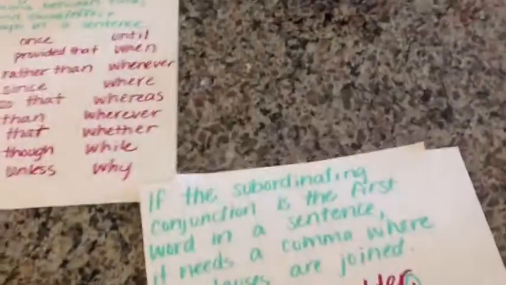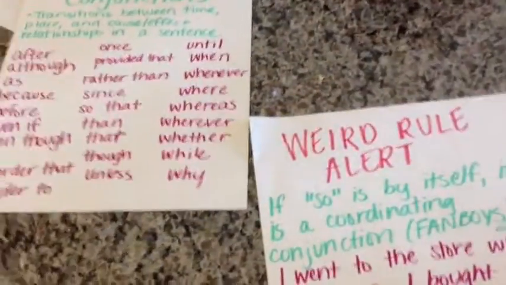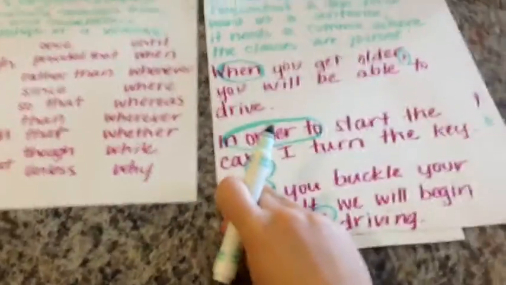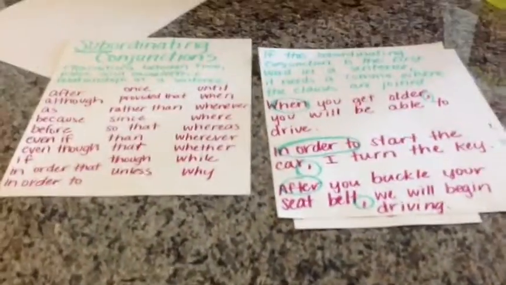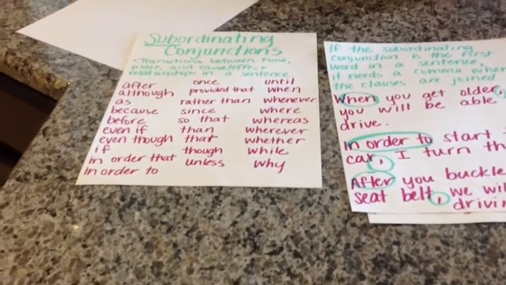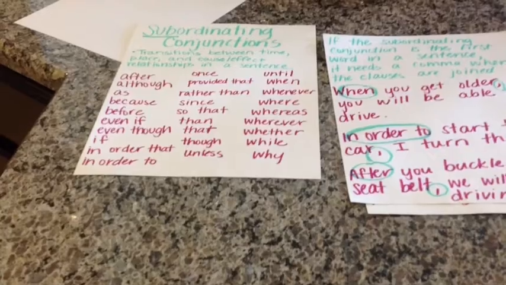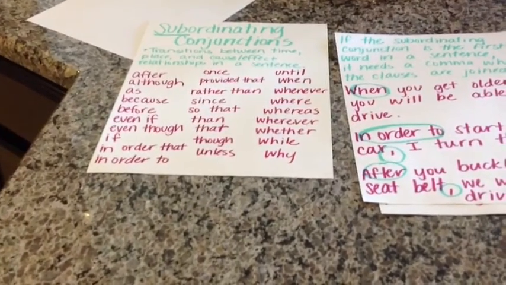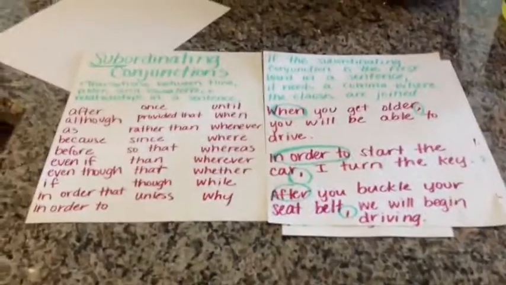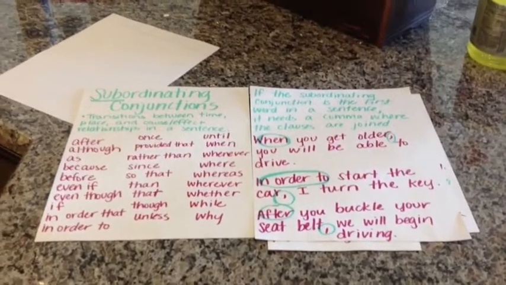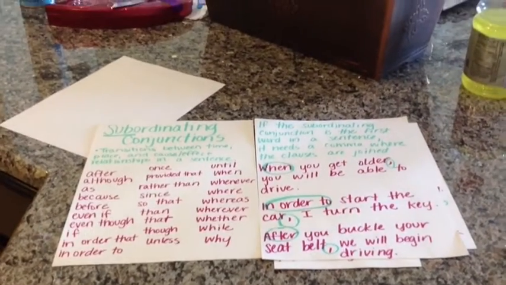Let's see. So that's pretty much it, boys and girls. We talked about that weird rule alert with the word "so," but you are going to be going back to your seat in just a minute. You're going to be given a front and back sheet, so make sure that you don't forget to do the back. But you're going to be combining sentences using subordinating conjunctions, and you need to remember the comma rule as well. So it might be a good idea to pause this video right around here so that you can see these words in this anchor chart.